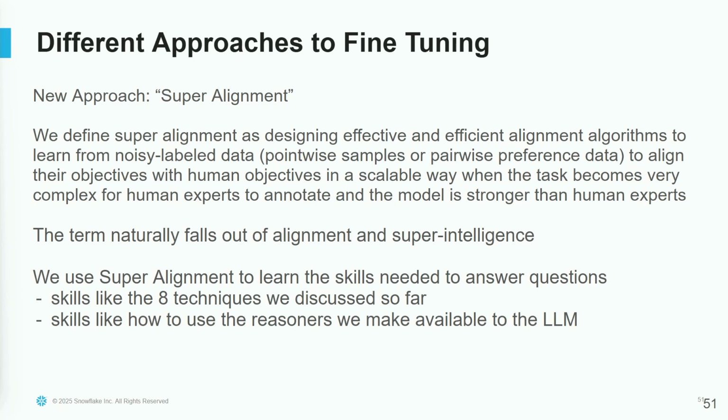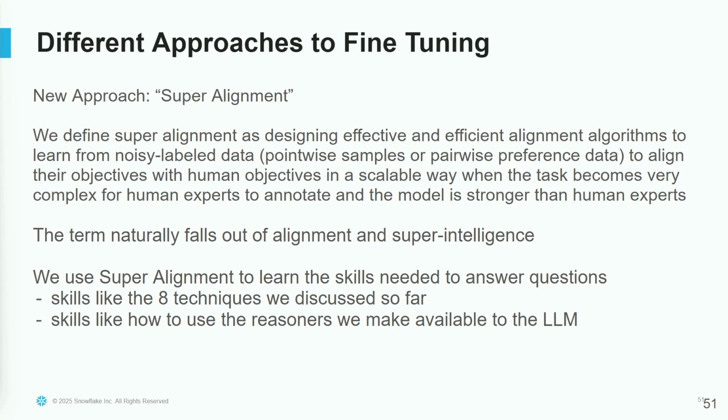Yes, so we're introducing a new approach to do this. Fine-tuning is a broad label, and we're introducing something that we're calling superalignment. Superalignment is a term that has been used by others. In particular, OpenAI used it to say we want to align these models with human values and protect ourselves from superintelligence. But in this context, we define it as follows.